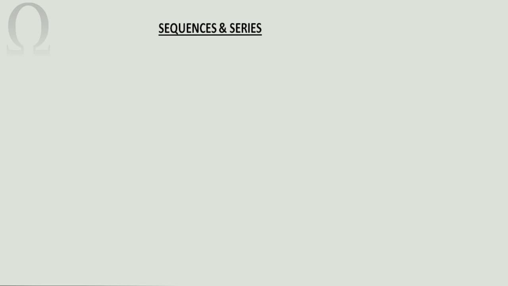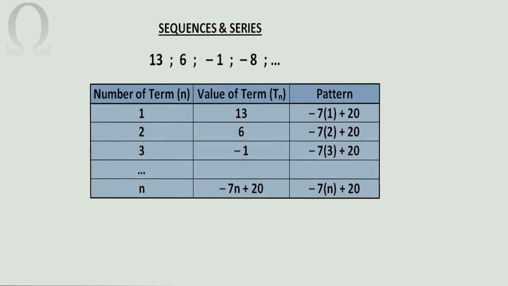In grade 10 and 11, linear number patterns were introduced. The general formula for a linear number pattern was derived by drawing up a table, as illustrated. The general term for the linear sequence 13, 6, -1, -8, etc., is given by Tn equals -7n plus 20.